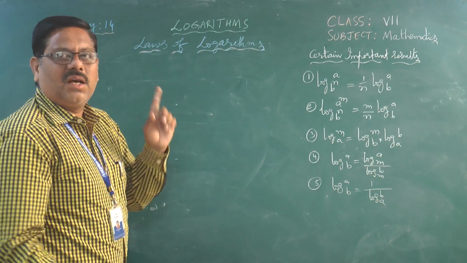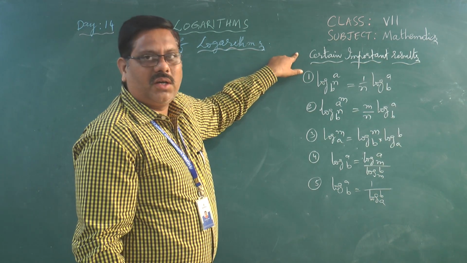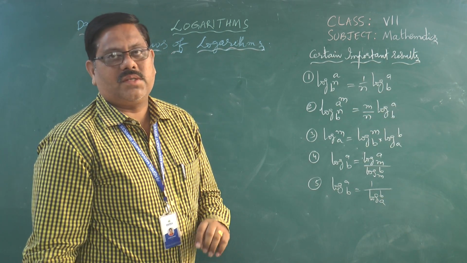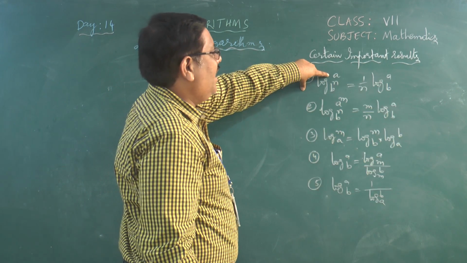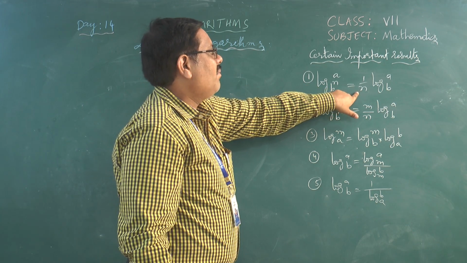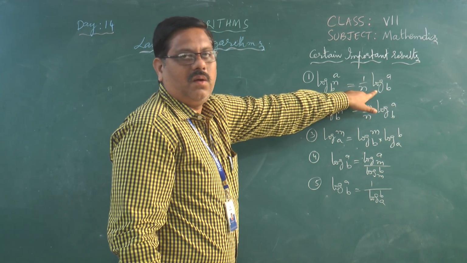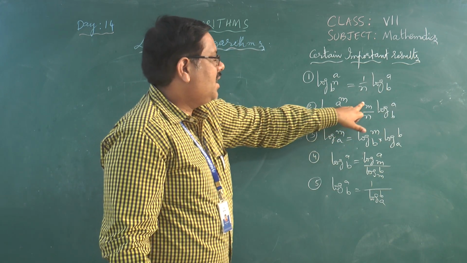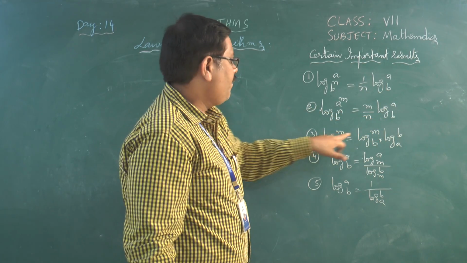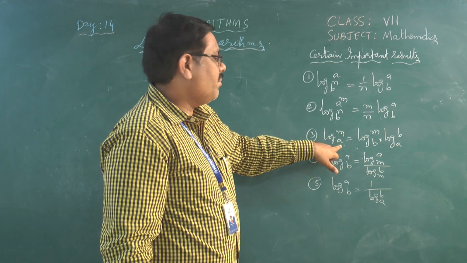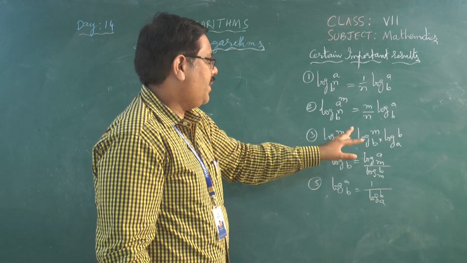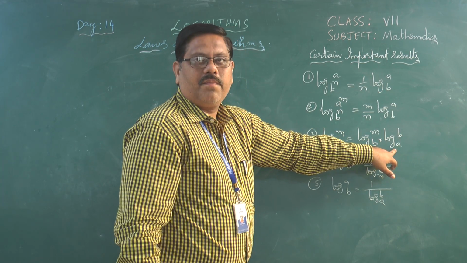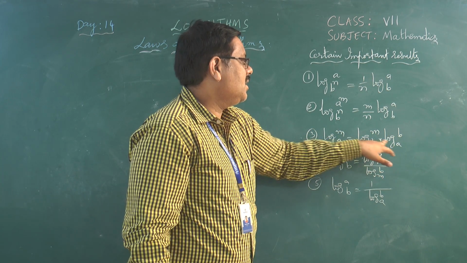In addition to these three laws of logarithms, we have some more important results which you have to remember, to solve the problems based on logarithms. What are they? Log a to the base b power n is 1 by n log a to the base b. Next, log a to the power of m to the base b to the power of n is m by n times log a to the base b. Next, log m to the base a, we can split the base as log m to the base b into log b to the base a. Finally, these two will cancel and the resultant is log m to the base a.